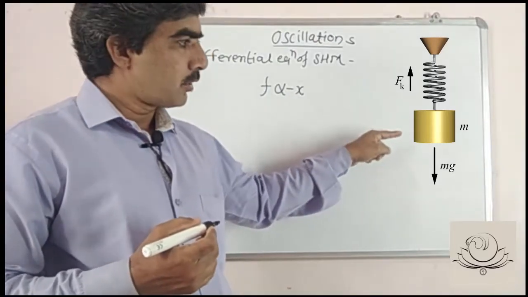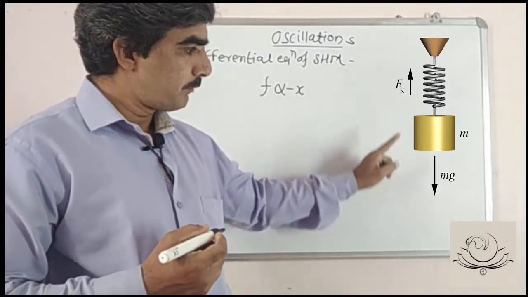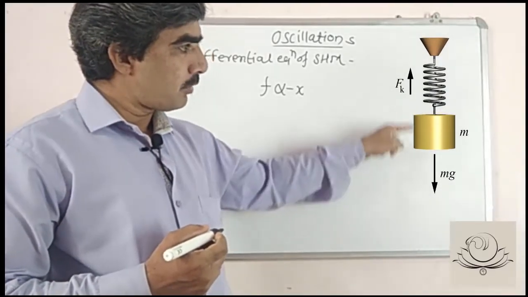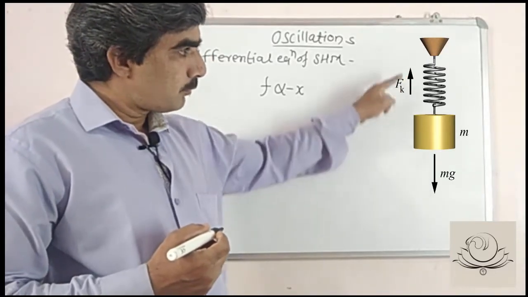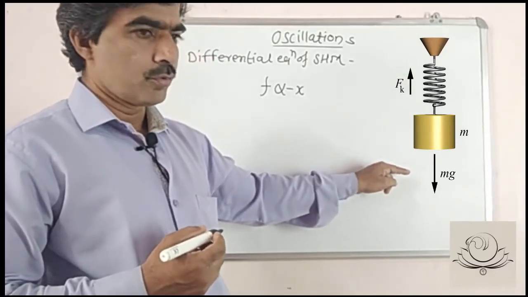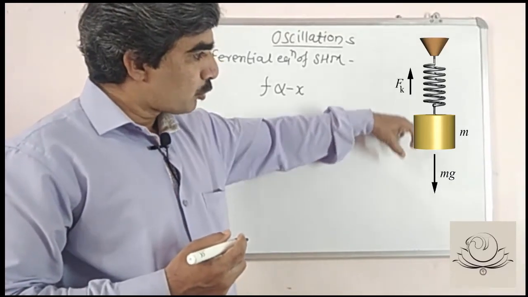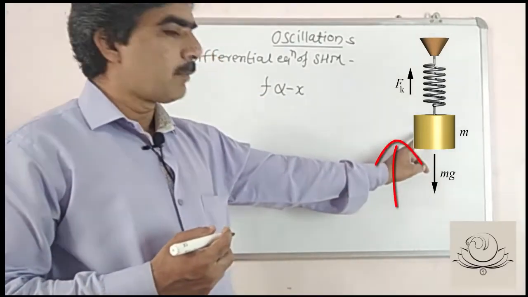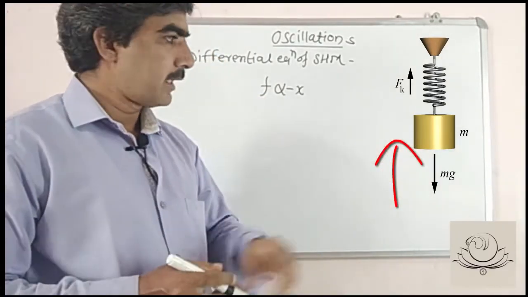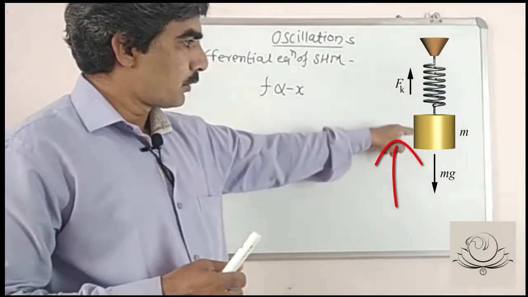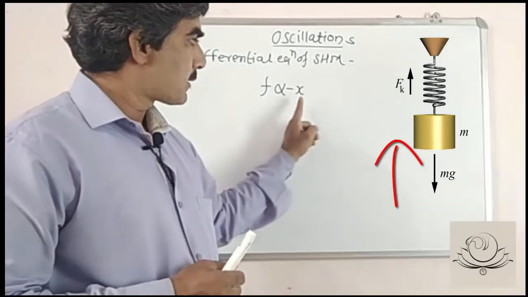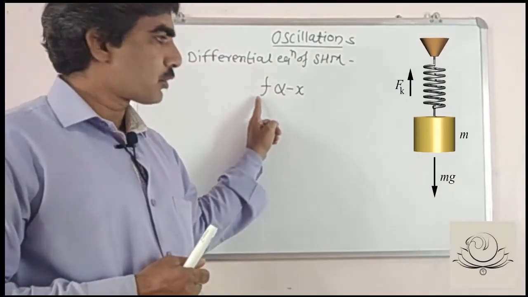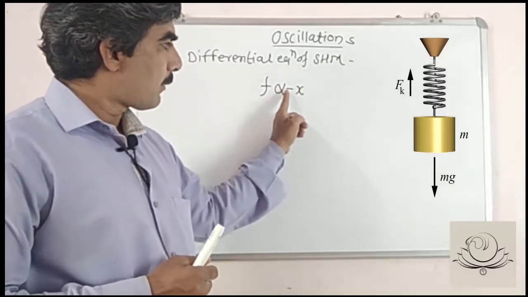Now see the oscillation of this object. This is the mean position. These two are the extreme positions. When the body oscillates between these two positions, the internal restoring force tries to move the body towards the mean position. That means the direction of this internal restoring force is towards the mean position, and the displacement is in the opposite direction. This negative sign indicates that the internal restoring force and the displacement are in opposite directions.